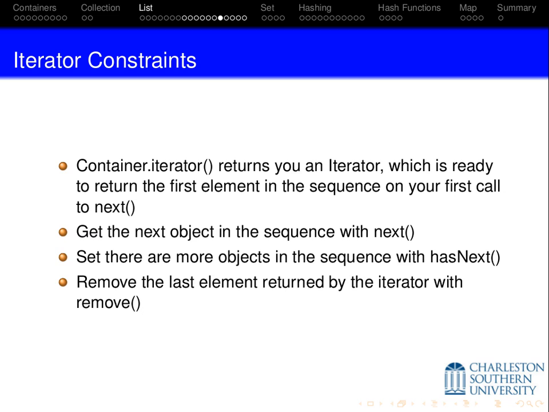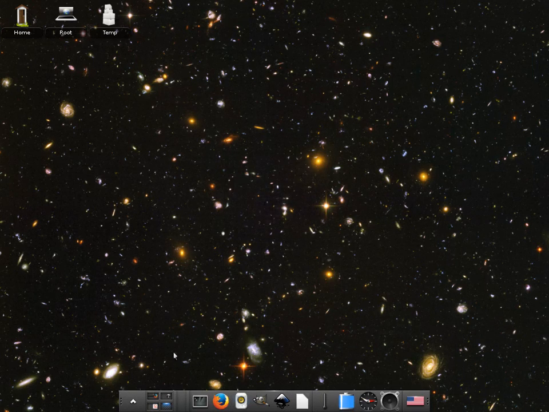You get the next object with next, and you check whether there are more objects in the sequence. Basically, you ask if there are more objects by calling hasNext, and you can remove the last element returned by the iterator with remove. All right. That's confusing. Let's actually code it so it makes sense. Oh, I didn't load up IntelliJ.